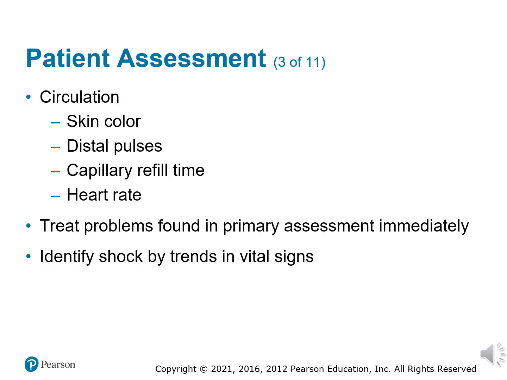On to circulation, you're going to be checking the skin color, distal pulses, capillary refill time, and heart rate. Treat any problems found in the primary assessment immediately, and identify shock by trends in their vital signs. Remember, when blood pressure starts to decrease, the pulse starts to increase, and respiratory rate increases, you can see that is a trend that they're probably trending into shock. So make sure you're keeping a close eye on that.